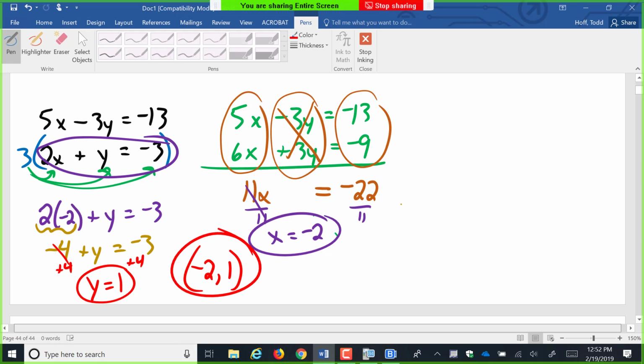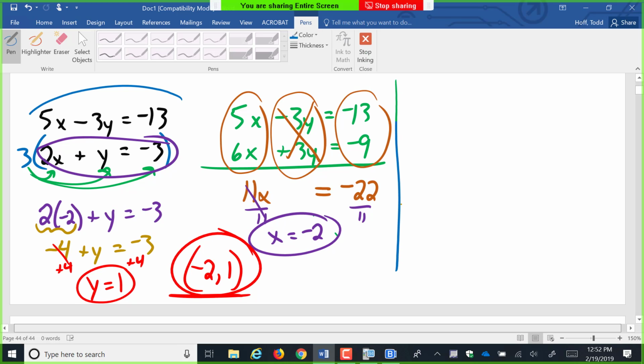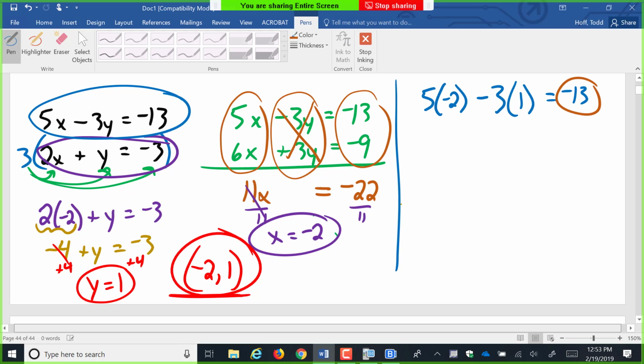Now, if this is a test and you have extra time, a suggestion I always make is to test that coordinate back into both equations. So what does that mean? That means let's take that top equation, 5x minus 3y equals negative 13. Let's try it. X is negative 2, so 5 times negative 2 minus 3 times y, which is 1. Does that equal negative 13? Well, 5 times negative 2 is negative 10. Minus 3 times 1 is 3. Negative 10 minus 3 is negative 13. Works in the top equation.